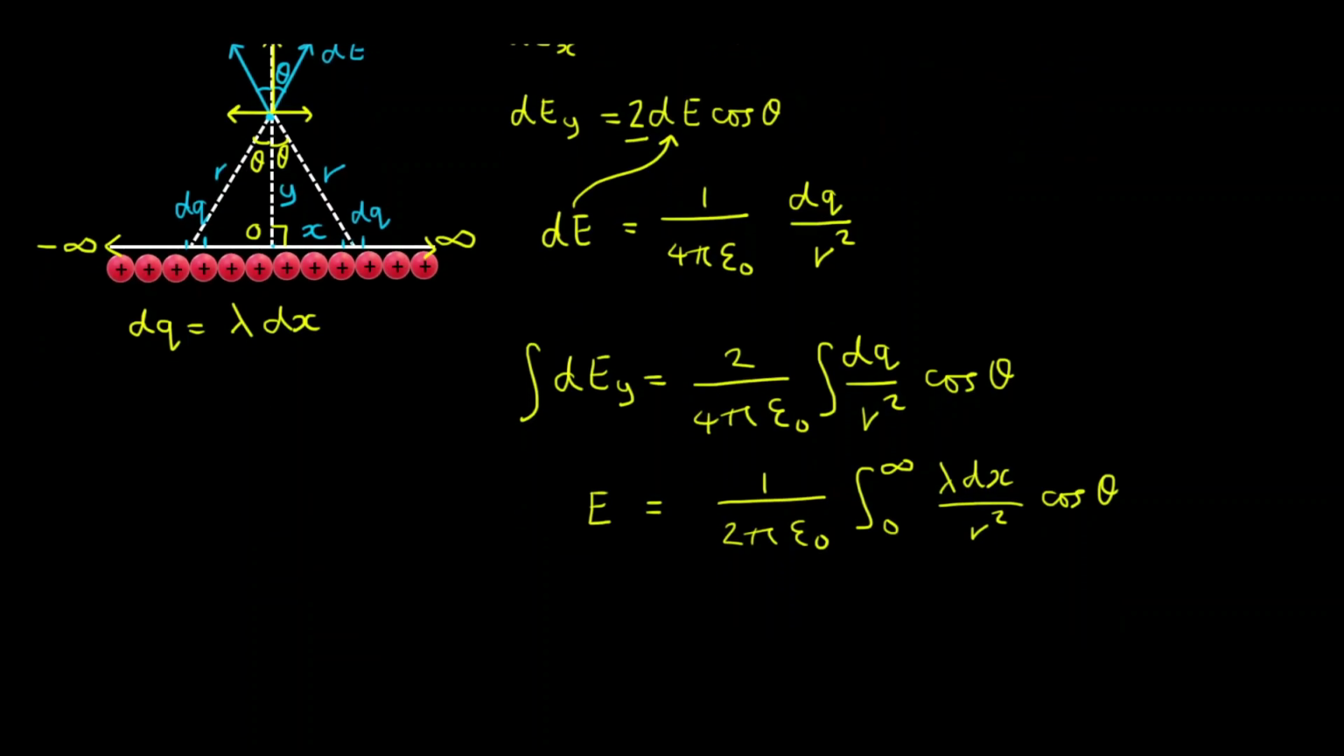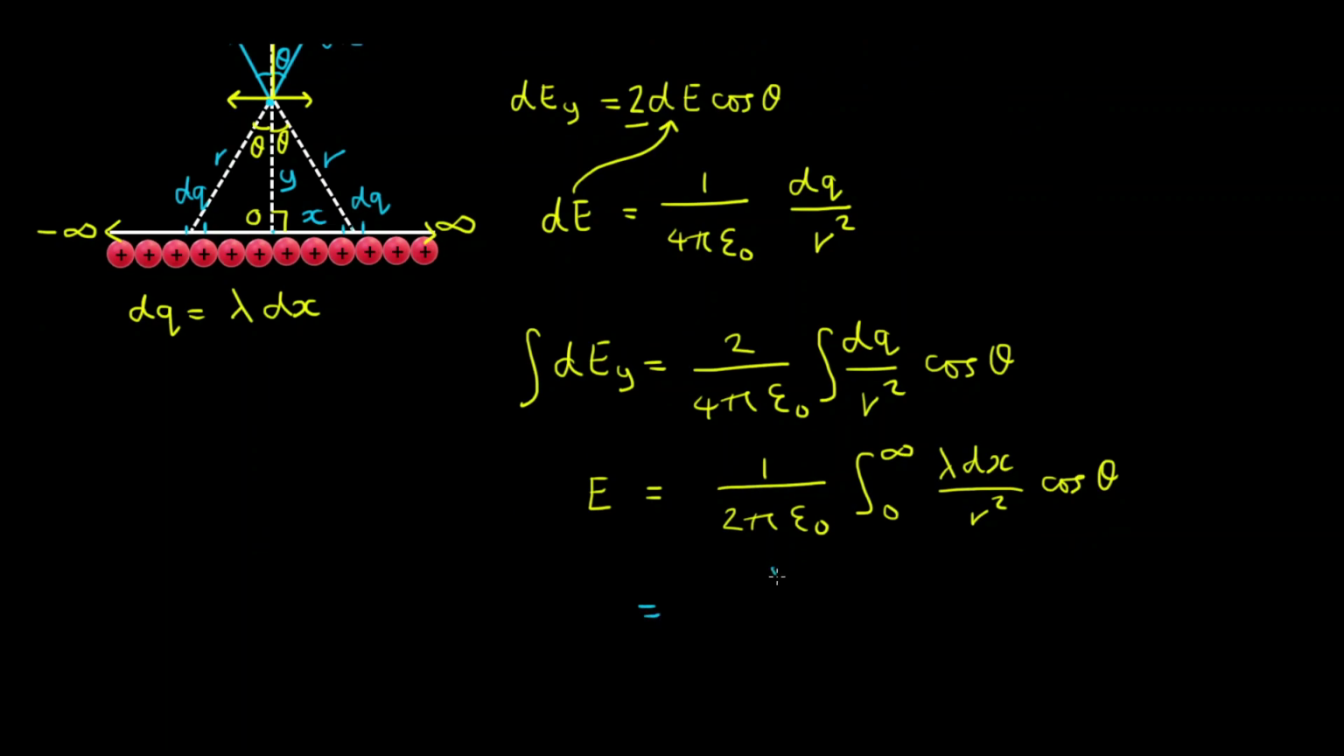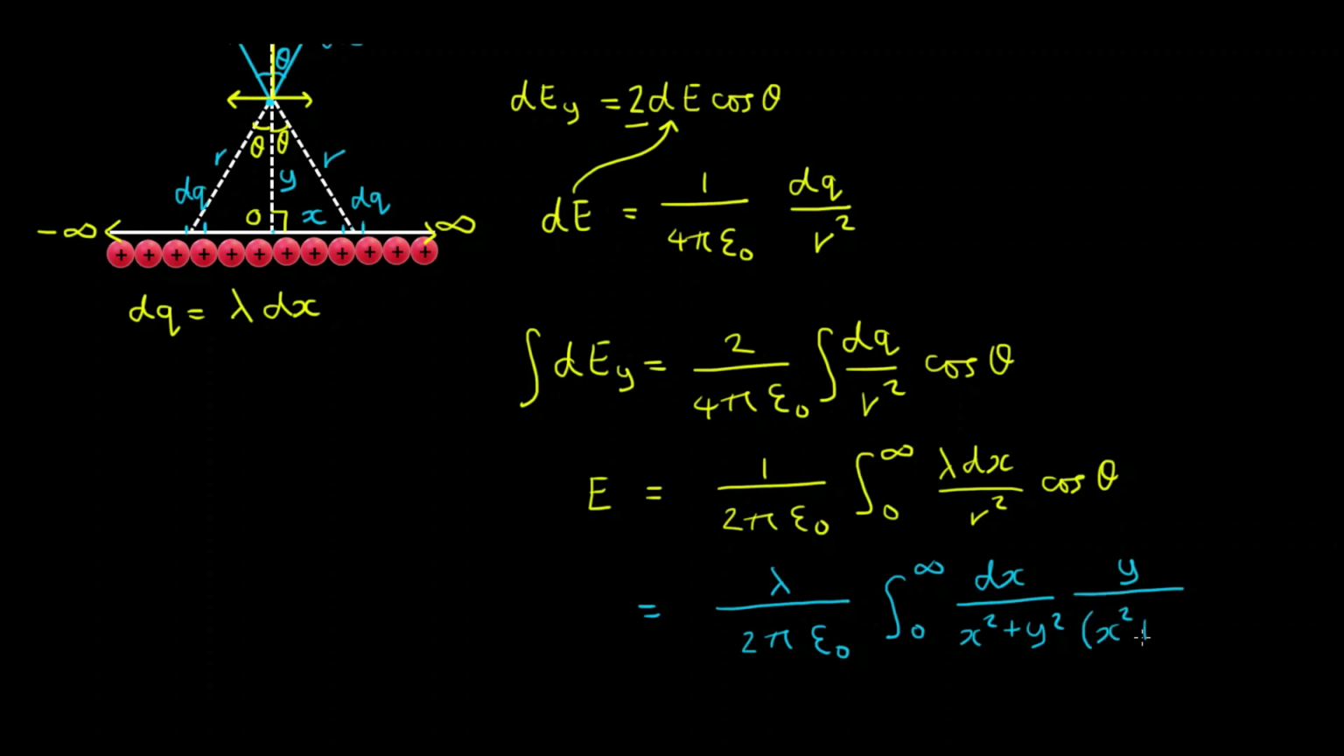And now we can rewrite this integral. So what we have is lambda outside the integral, because the linear charge density is constant for a uniformly distributed charge. And we're integrating from naught to infinity. And by Pythagoras, r squared is simply x squared plus y squared. So we have dx on x squared plus y squared. And cosine theta is equal to the adjacent, y, on r. So what we have is y over the radius, which by Pythagoras' theorem is root x squared plus y squared.